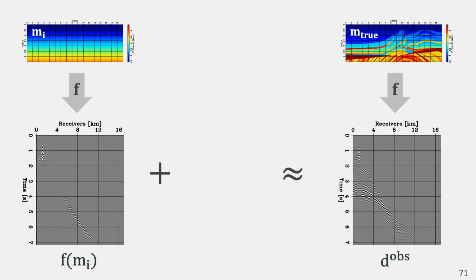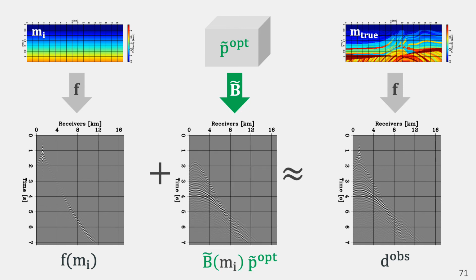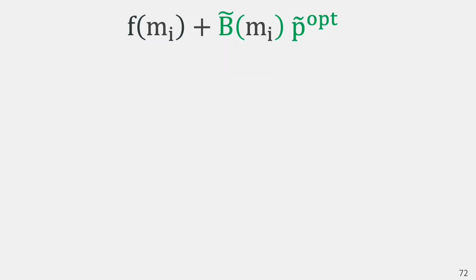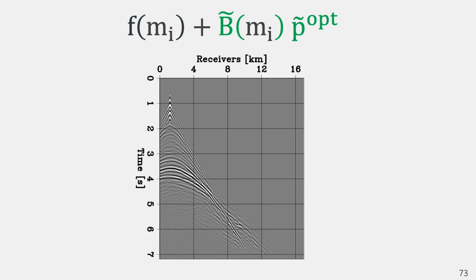So we have studied p tilde optimal carefully, and now let's examine the data correcting term stemming from it. We take p tilde opt, we apply our Born extended modeling operator, and we obtain our data correcting term b tilde p tilde opt. Now the question is, does our data correcting term do a good job at matching the events that were not matched in the observed data by our initial naive prediction f of mi? So this is the sum of f of mi plus the data correcting term b tilde p tilde opt, and we wanted to match the observed data d observed.